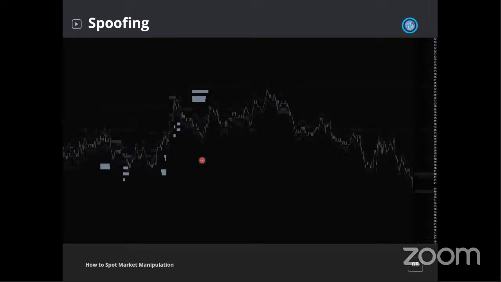I combine them both. I think if you're only using the depth, if you're only using this chart, you're only looking at 50% of the market. If you only use the footprint, only look at the tape, you're missing out on 50%. If you put them both together, then you're seeing both, all the market essentially.